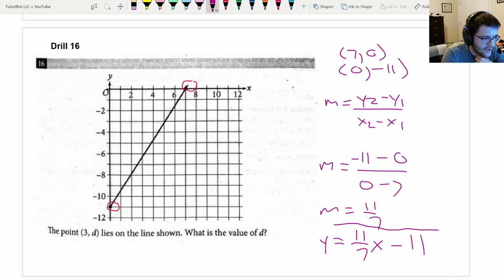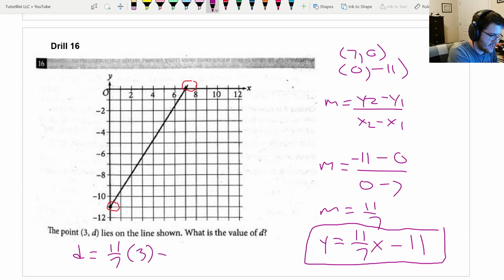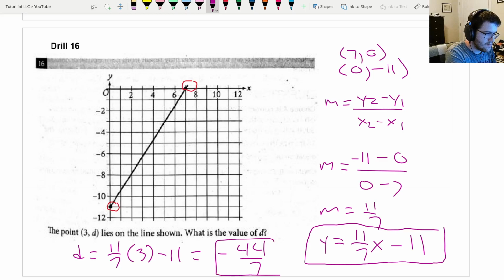We can now go and either graph it, or we can just plug in x is 3. So I'll just plug in x is 3. So d equals 11 over 7 times 3 minus 11. Let's see what that gives us. Should get negative 44 over 7. And that is the answer.